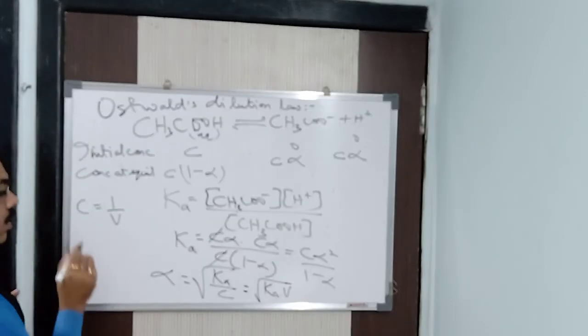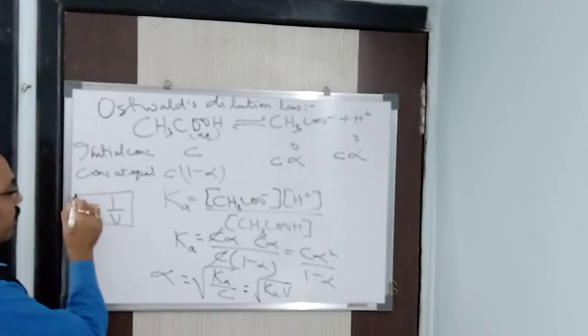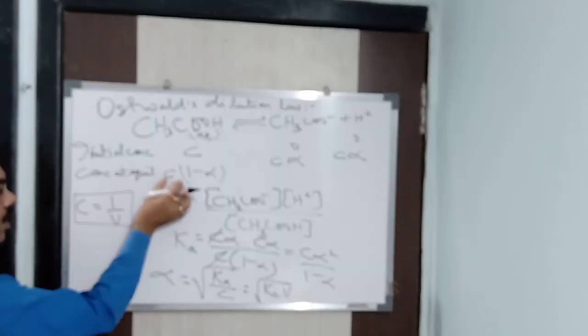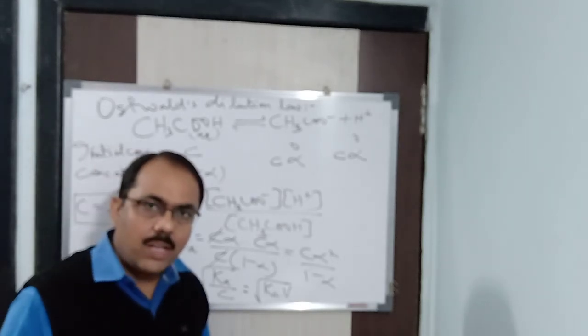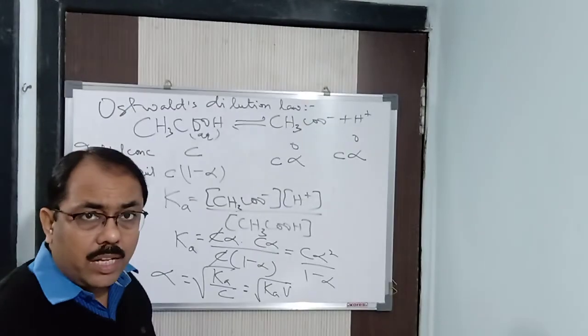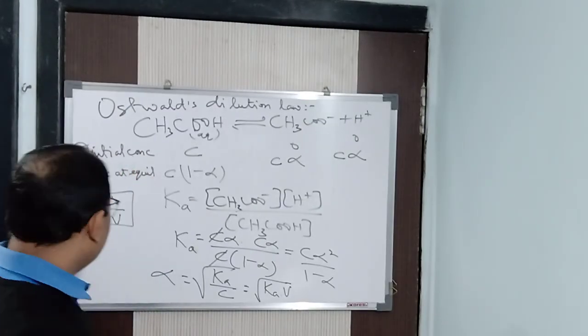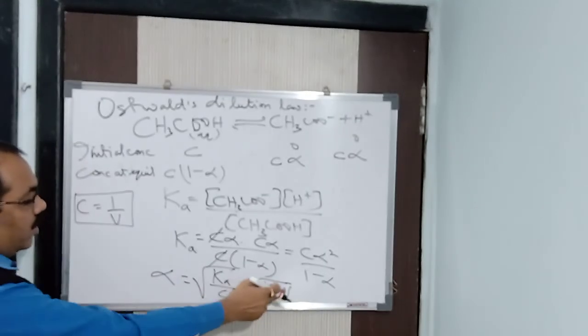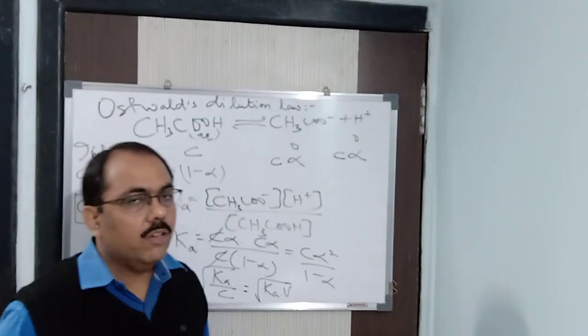Understood? From where we got it? That is C is equal to 1 by V. C is concentration, and concentration is number of moles by volume. I have taken number of moles as 1 generally, because generally when we start the reaction, we take it as 1. Like in maths, we say let it be 1, let it be 100. So here it is 1 in terms of number. So hence it is 1 by V. When I put the value C is equal to 1 by V here, I get root over of Ka into V. So hence we can do it in this particular way.